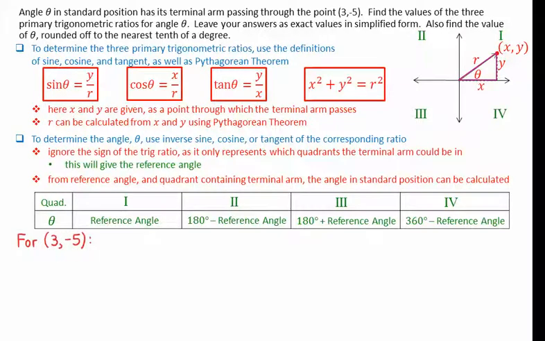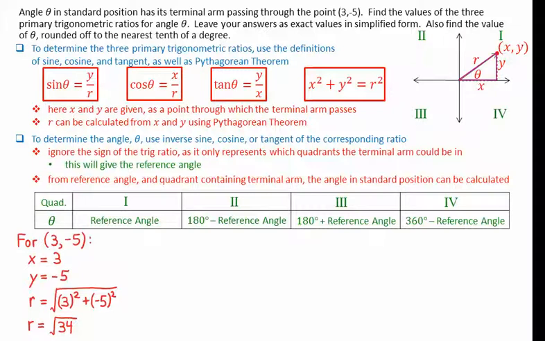For this question, our point is (3, -5). This means that x equals 3 and y equals -5. From the Pythagorean theorem, we can calculate r as the square root of 3 squared plus (-5) squared, or the square root of 34.